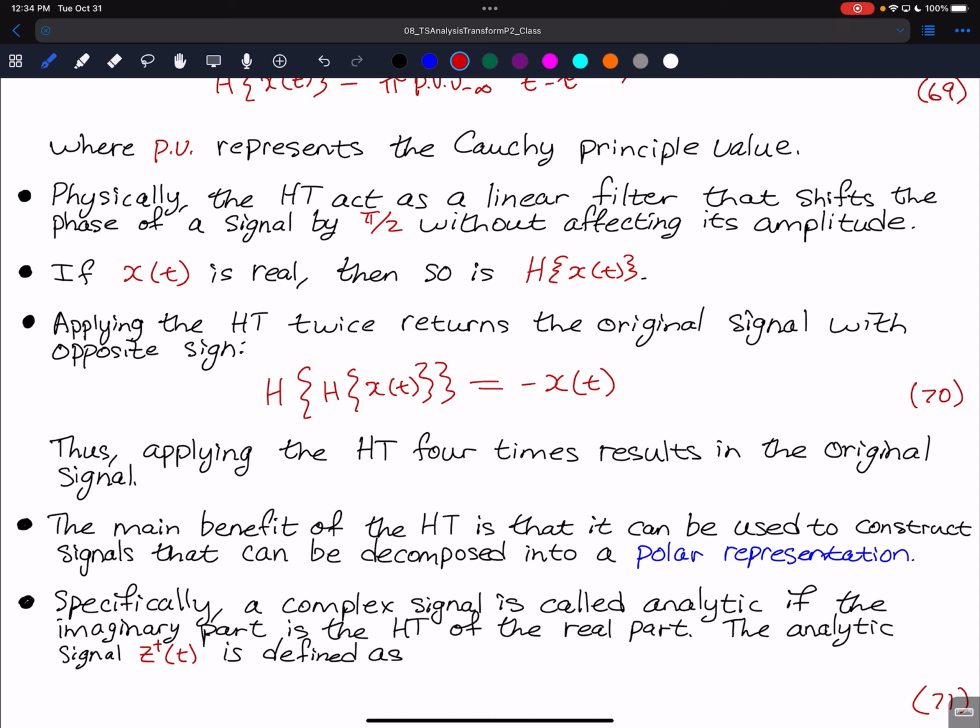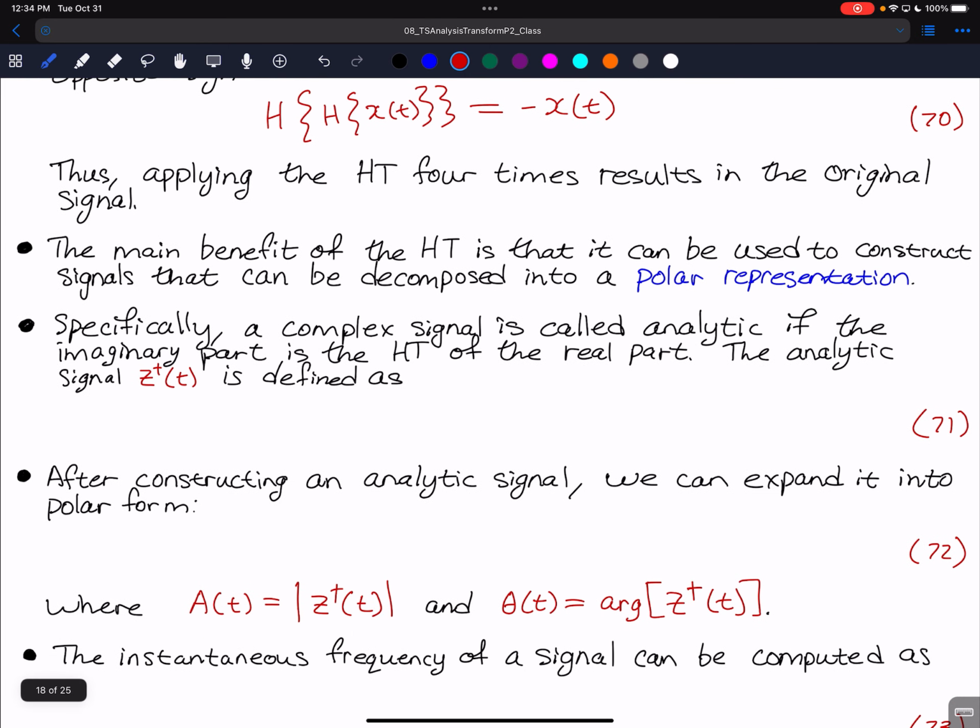Okay, in our use of the Hilbert transform, we're going to be using it to construct what are known as analytic functions. That's really kind of the main benefit of the Hilbert transform in this context. So first, you can use it to construct signals that you can then decompose into a polar representation. Just like we did with the complex amplitudes when we applied the method of multiple scales, and we broke that into an amplitude times an exponential to some phase, we can do that to a signal using the Hilbert transform.